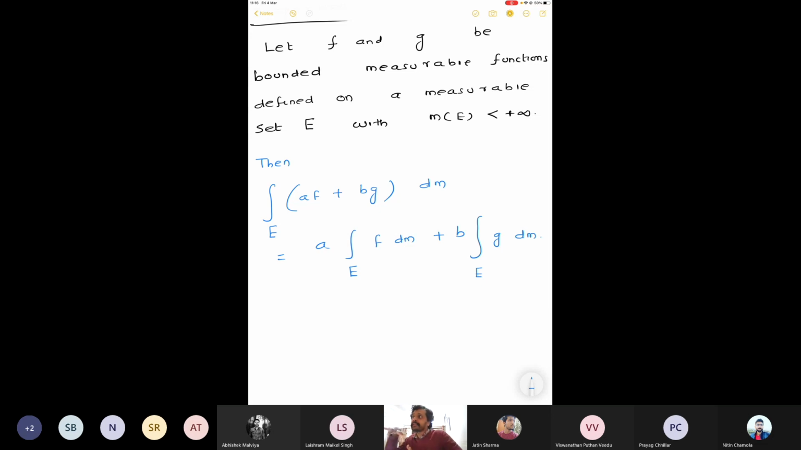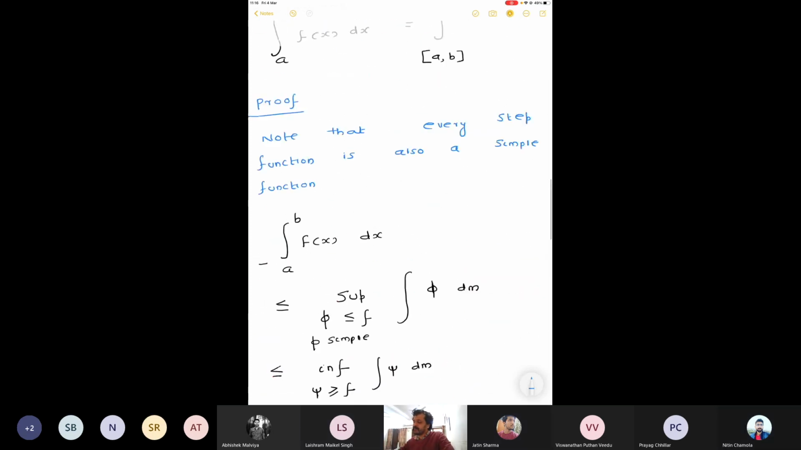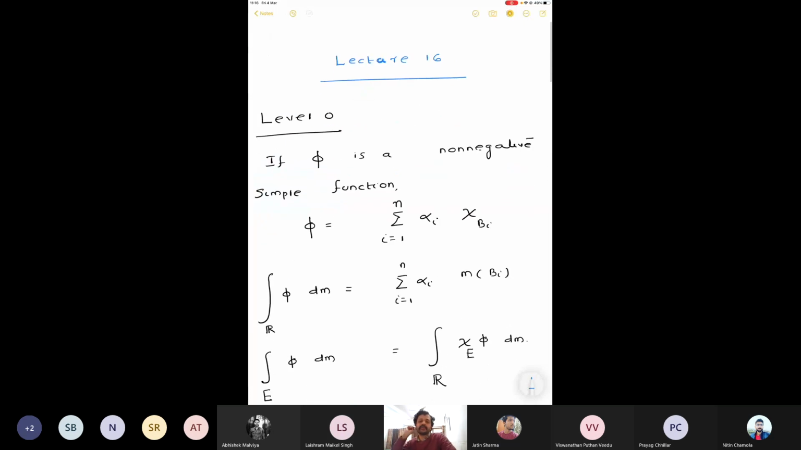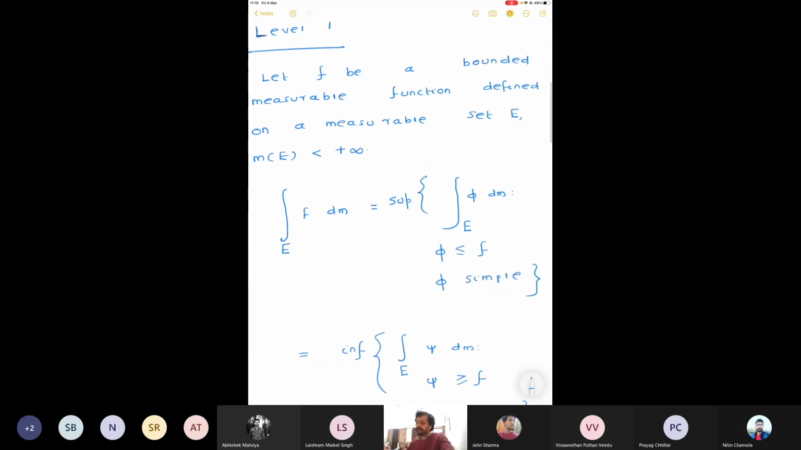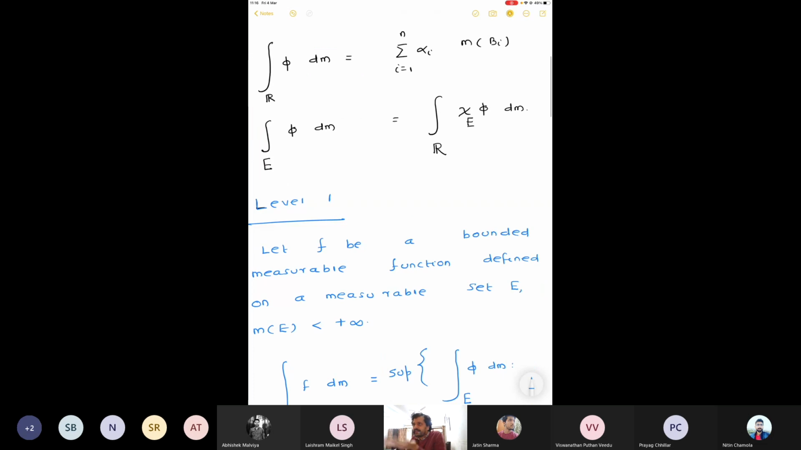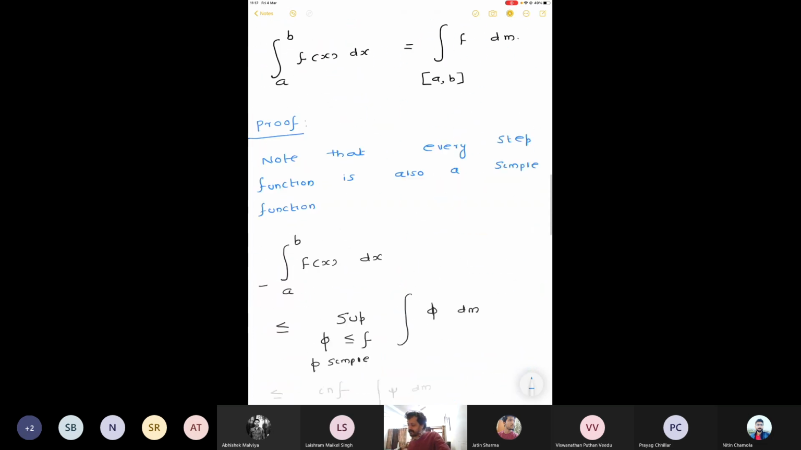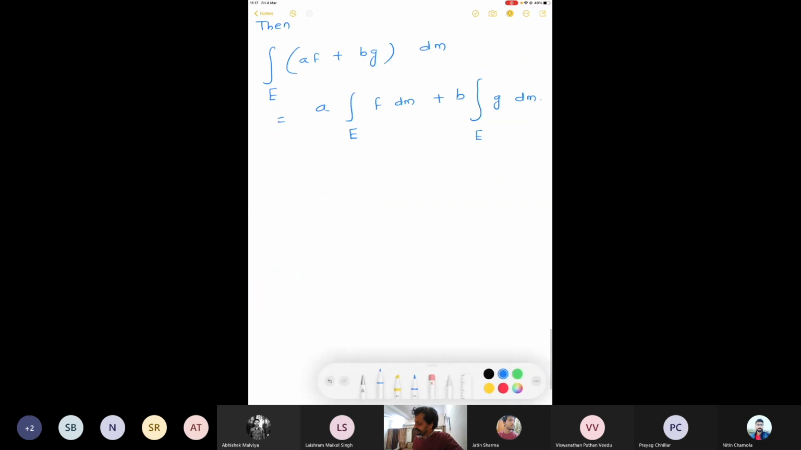Please note that a similar result we know for what? Can you complete? Riemann integration. Riemann integral, you know, that's okay. That's not needed here. For simple functions, for level 0, we know. Now we may use it to do it for level 1 because the Lebesgue integral of f is defined via the Lebesgue integral of simple functions. Everything finally boiled down to simple functions. Okay. Proof.